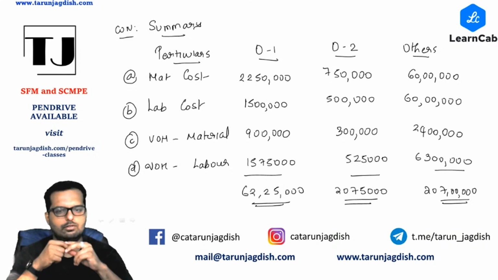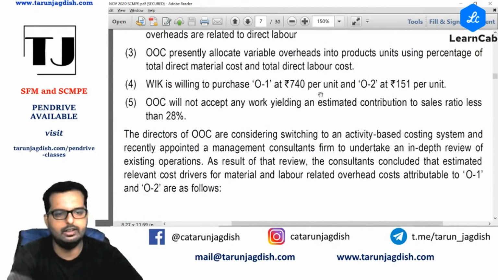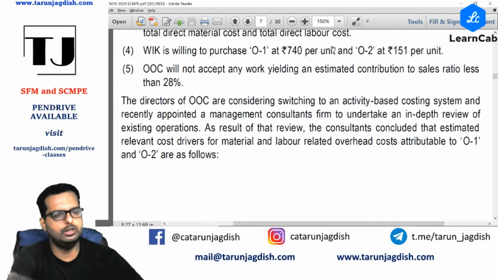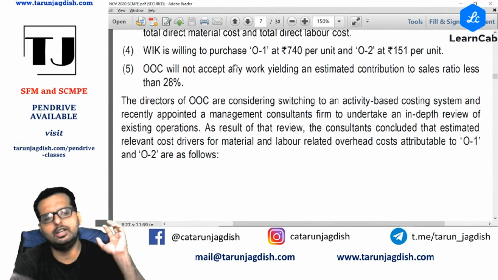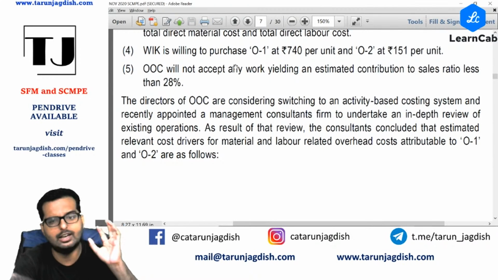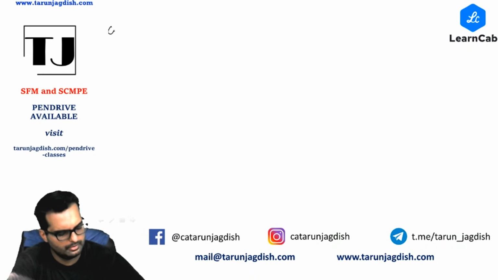Alright friends, I believe you are done with this part now. Okay, so we have reached up to this point. Let's read the next part. Vic is willing to purchase O1 at 740 per unit and O2 at 151 rupees per unit. So that is the selling price. The other party's name is Vic. OCC will not accept any work yielding an estimated contribution to sales ratio less than 28%. So let's analyze that part now.